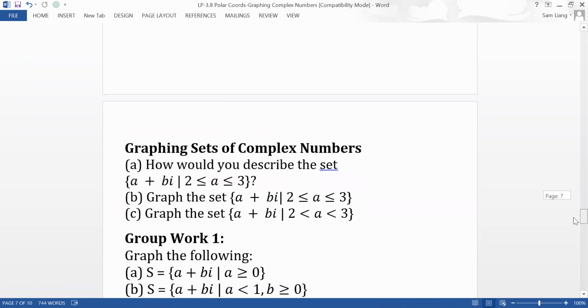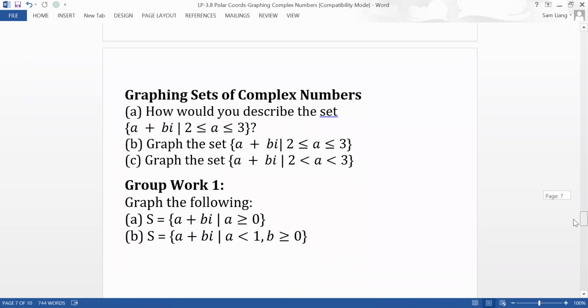Okay, so next is just some questions regarding graphing sets of complex numbers. So in the do now, we saw how to graph specific points, but we can also graph sets of complex numbers, which is going to require a little more thinking. And normally I would have you complete this on your own for a sec, but since we have shortened periods, I will go ahead and just review the solutions. So let me scroll up to the answers.